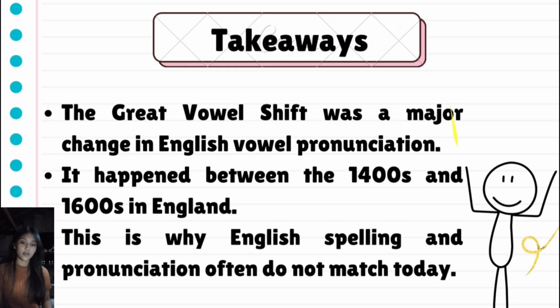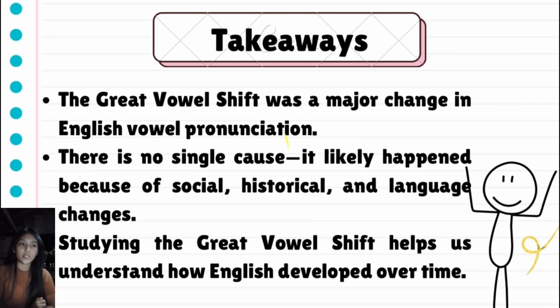So this is our takeaways. The Great Vowel Shift was a major change in English vowel pronunciation. It happened between the 1400s and 1600s in England. This is why English spelling and pronunciation often do not match today. Imagine the words were pronounced differently from how we pronounce them today in our modern English language.